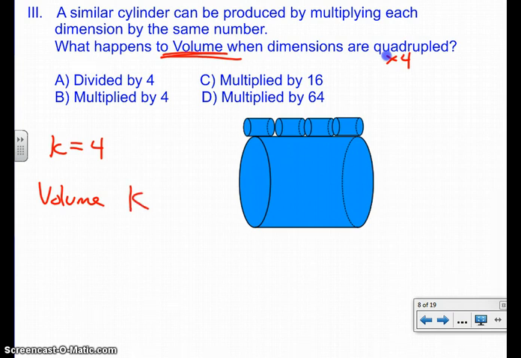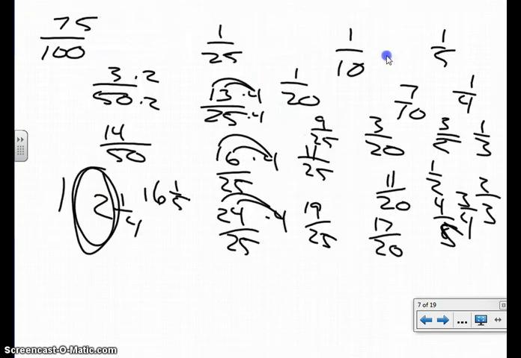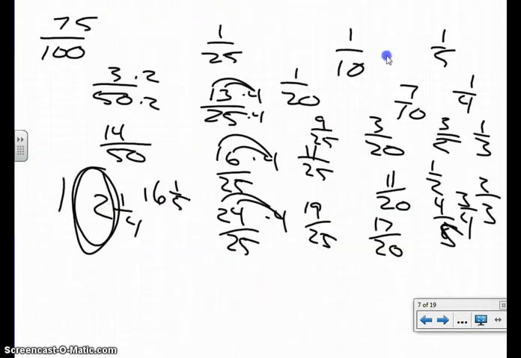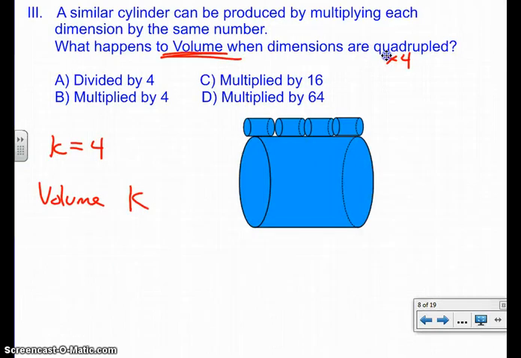You just did it over here and you did it beautifully. What did you do here with the volume? We cubed it. You cubed it. So what will you do with your scale factor here? Quadruple it. No, you will cube it. Your scale factor though is 4, right? So what is 4 to the third? 64. So good for you if you chose D. It's 64.